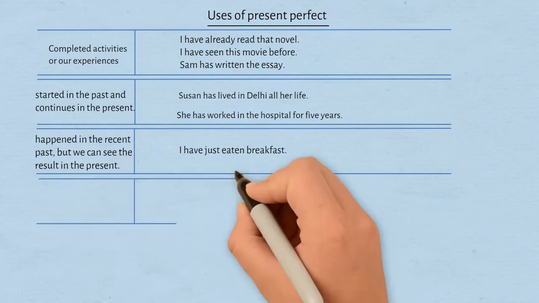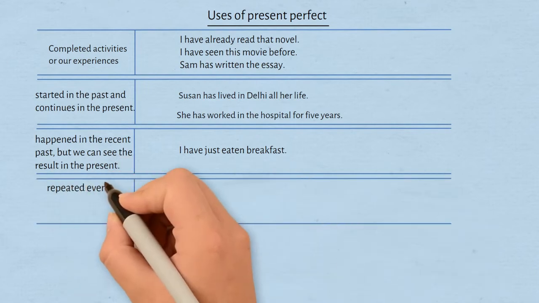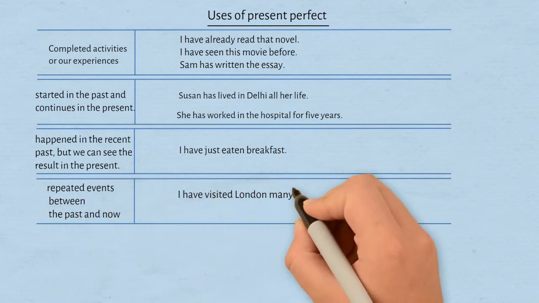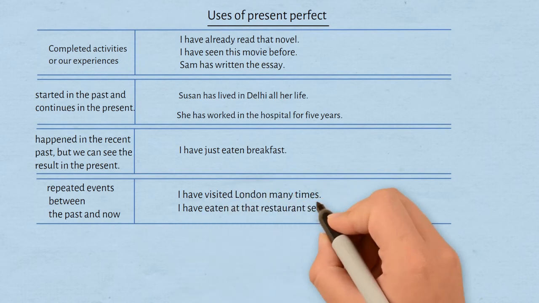We also use present perfect to talk about repeated events between the past and now. I have visited London many times. I have eaten in that restaurant several times.